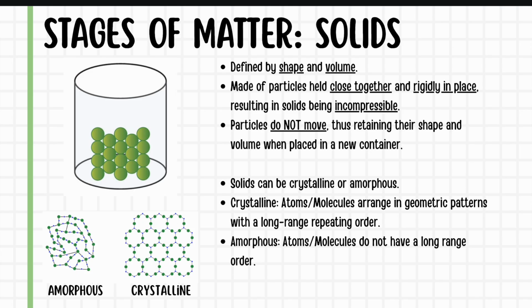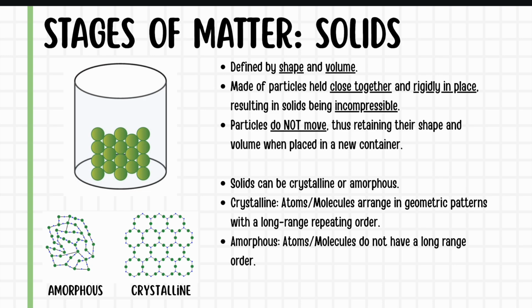First, let's start by talking about states of matter, specifically solids. Solids are defined by shape and volume because they are made of particles that are held together rigidly in place. So what does this mean? To put it into perspective, if you have a solid cube, that cube has the shape of a cube and a specific volume. You take that cube and you put it inside a mug. Will that cube take the shape of the mug? No, it's still going to be a cube and it's still going to have the same volume.